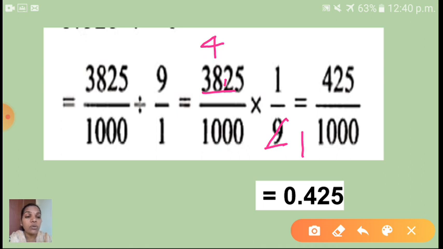Can you say 22, how many 9s are there, children? Yes, 9 ones are 9, 9 twos are 18, 9 threes are 27. So 2s are there, isn't it, children? How many 9s are there in 22? 2 9s are there, remainder 4. If the 4 will go here, it will become 45. Can you say in 45 how many 9s are there, children? 5. Okay, so 425 into 1, that is 425 upon 1000 into 1, that is 1000.